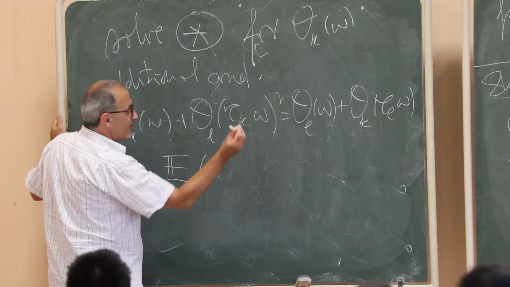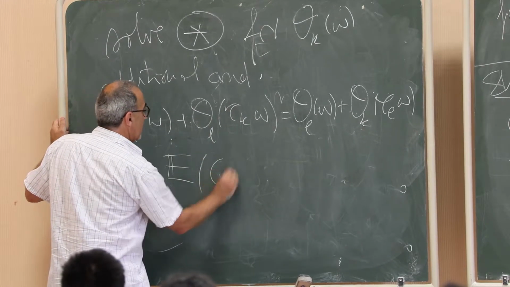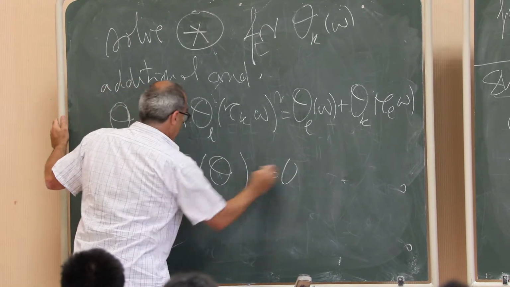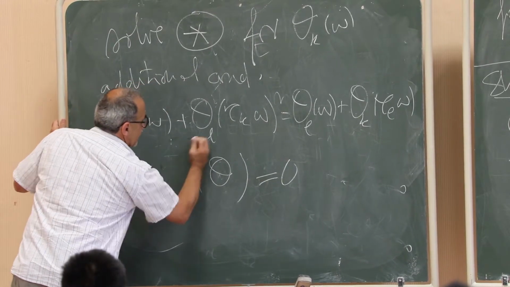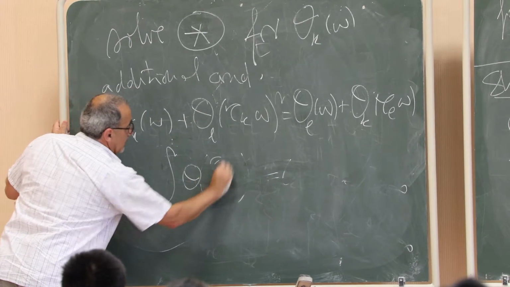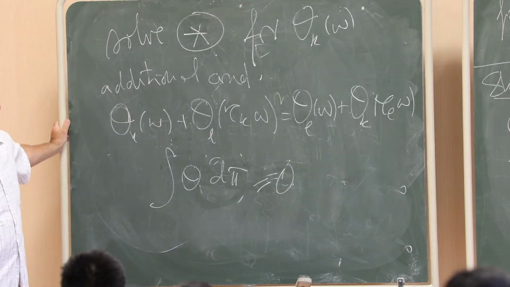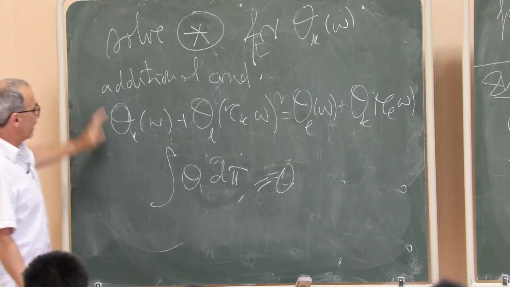Because you always have some trivial solutions. I'm not sure, but you may have trivial solutions which I don't want to go for. I mean, integral with respect to pi, zero mean. Right? These are additional conditions.